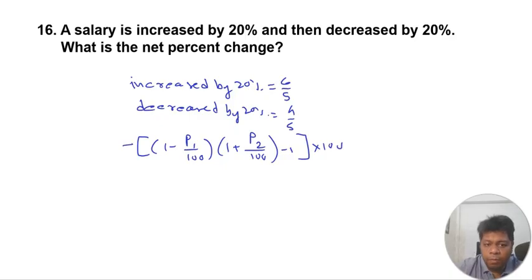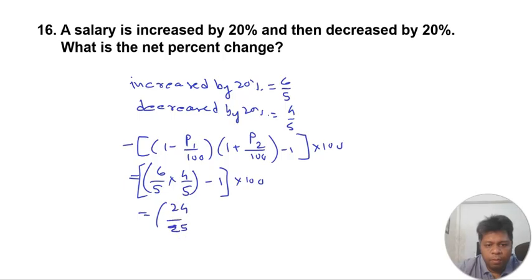In exam, don't write the formula. This is I'm writing for you to memorize, but in exam do it quickly. So it will be 6 by 5 into 4 by 5 minus 1. Okay, I can do it so that you can see it. Okay, now this will become 24 by 25 minus 1 into 100, it will be negative 25 into 100. As it is negative, that means it's a decrease, so it will become 4% decrease.